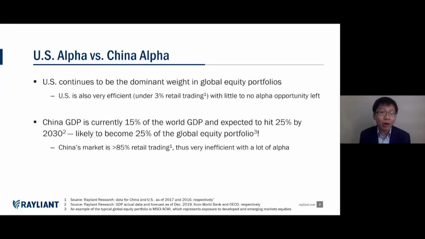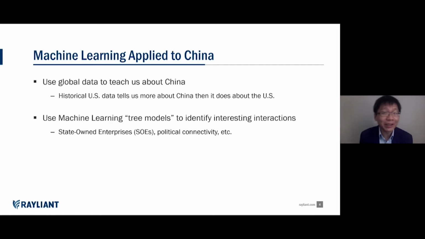And China happens to be quite important because it's a very large equity market, the second largest today, and perhaps likely to grow to the size of the US in terms of its benchmark weight over time. So having a very large alpha reservoir is very exciting, but how do we extract that alpha from the Chinese equity market using machine learning? Well, there is an obstacle.